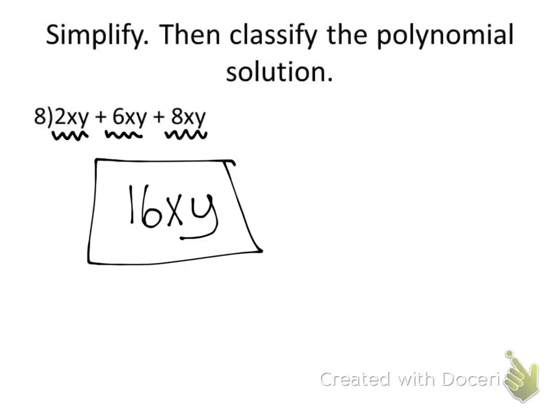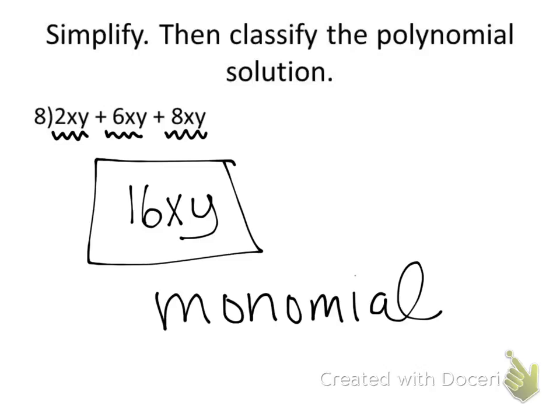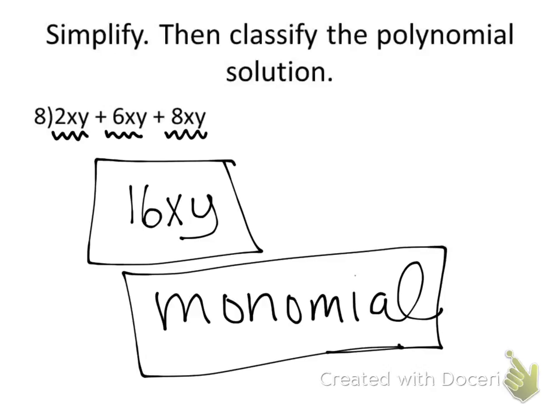Now, for some reason, students will say, oh, this has 3 terms in it. 16, x, and y. Terms are separated by what? Addition and subtraction signs. Do you see any addition and subtraction signs here? No, this is one term, 16xy. So this is a monomial. What are your questions? Are you ready for the final example?